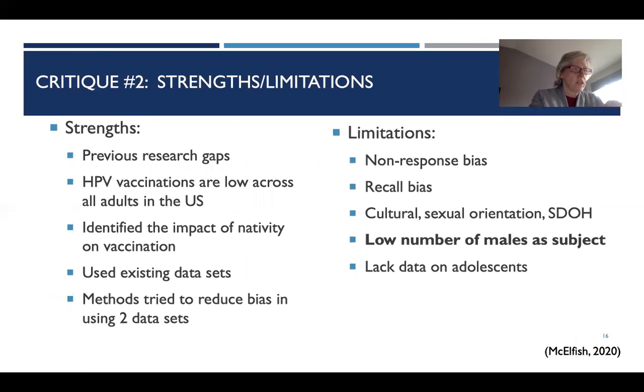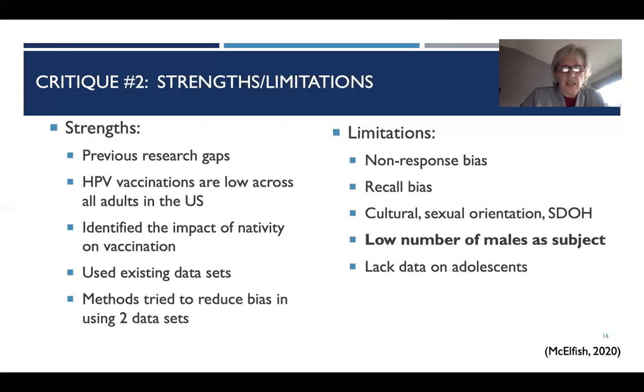So when we think about strengths and limitations of this study, it did address previous research gaps because there seemed to be a gap in comparing all of the minority populations in the United States from race and ethnicity. It identified that vaccinations for HPV are low across all adults in the United States, regardless of race and ethnicity. It did identify the impact of nativity. So I think as providers, we need to think about those patients that we work with who maybe are not born in the United States and maybe evaluate more what their hesitancy to vaccination or social determinants are.